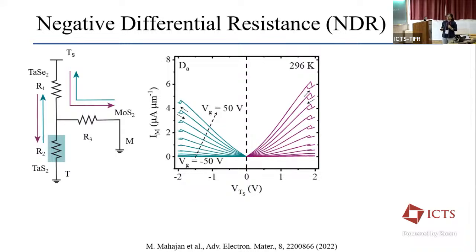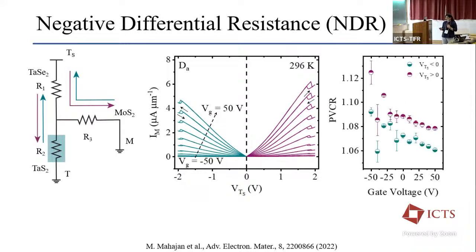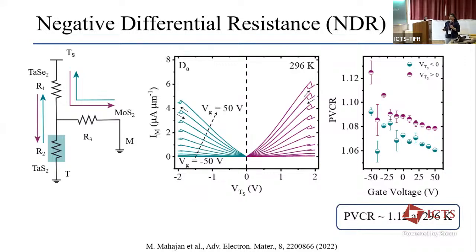So this is for both TaS2 and MoS2 injection, and we see NDR on both sides, and we extracted the PVCR. So we could achieve a PVCR of about 1.12, modulated through the gate voltage because of the modulation of MoS2 resistance by the backgate voltage. And this is the PVCR that we could obtain at room temperature.